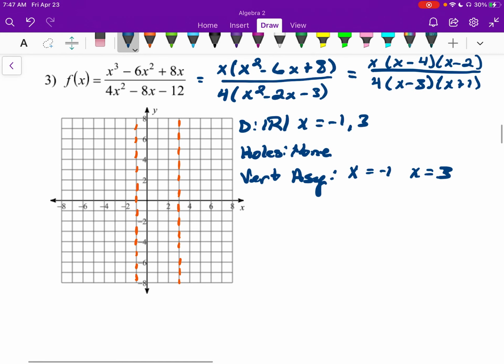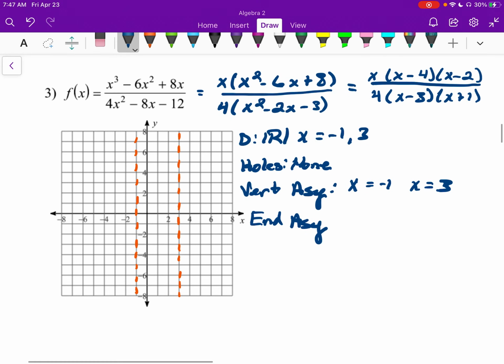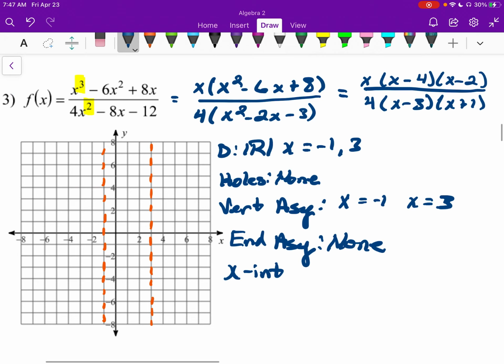All right, next up after vertical asymptotes, we need to talk about end asymptotes. For the end asymptotes, we start back at the beginning. We have an x cubed on top and an x squared on bottom. So this has none. For x-intercepts, remember, we need to look at what would make the top 0. So that'll be 0, 2, and 4.